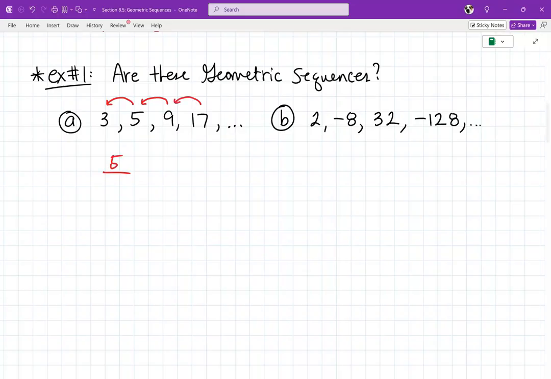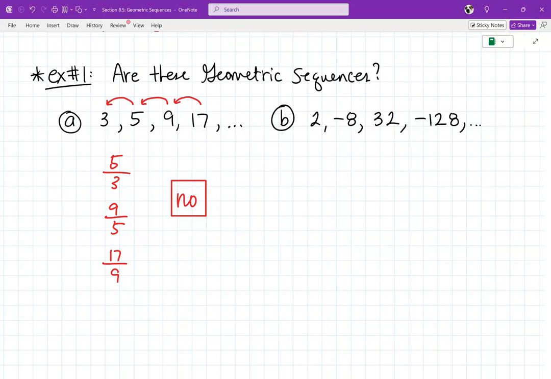So 5 over 3. Well, I can't really simplify that. The next one would be 9 over 5. I can't simplify that. And 17 over 9. Do these match in value? 5/3 is not 9/5, and that's not 17/9. So this is not a geometric sequence. They're not the same. They need to be the same, after you simplify them, even if they're fractions. They need to come out looking the same.